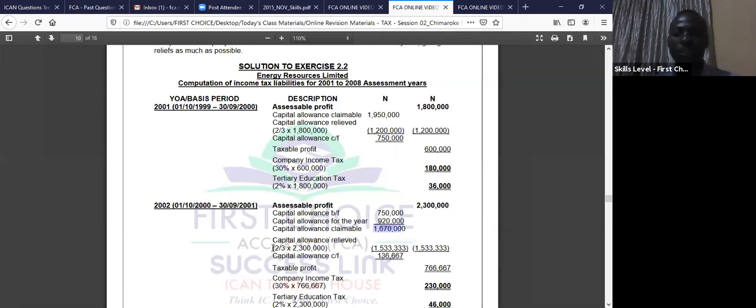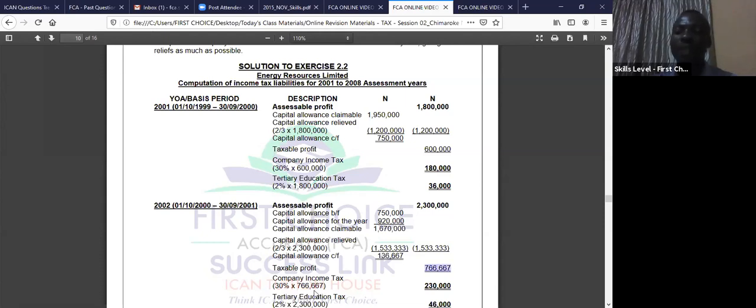Now, how many are you going to relieve? You will still use your restriction, 2/3 of 2,300,000. So it's going to give you this figure. Like I said before, put it 2 places. This is the effect it is having on capital allowance, meaning that this is the balance that should go to next year. This is the effect it's having on profit, meaning that when you deduct it from profit, this is the profit that will be charged to tax.